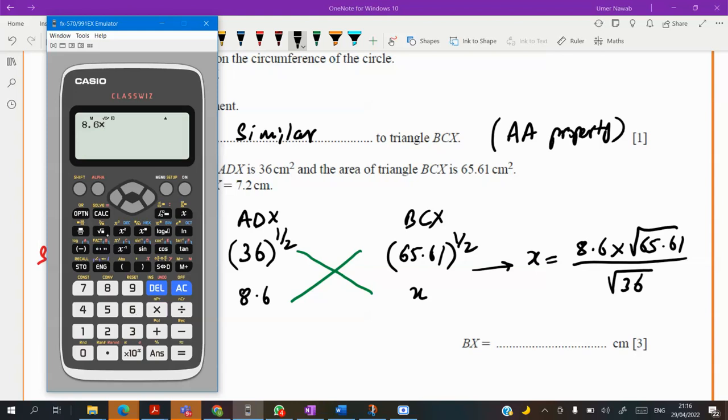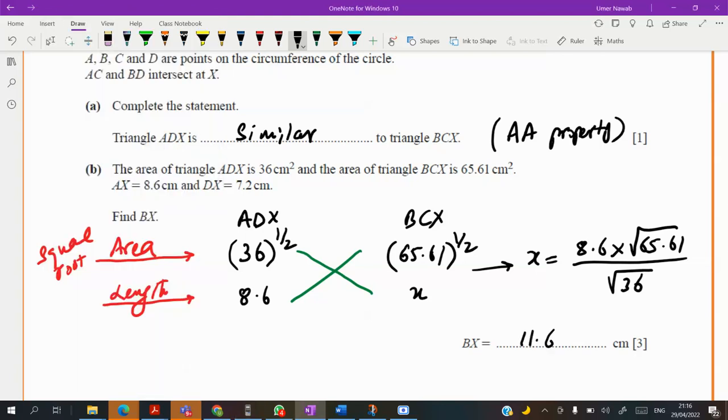8.6 times square root of 65.61 divided by square root of 36. It gives us 11.61.